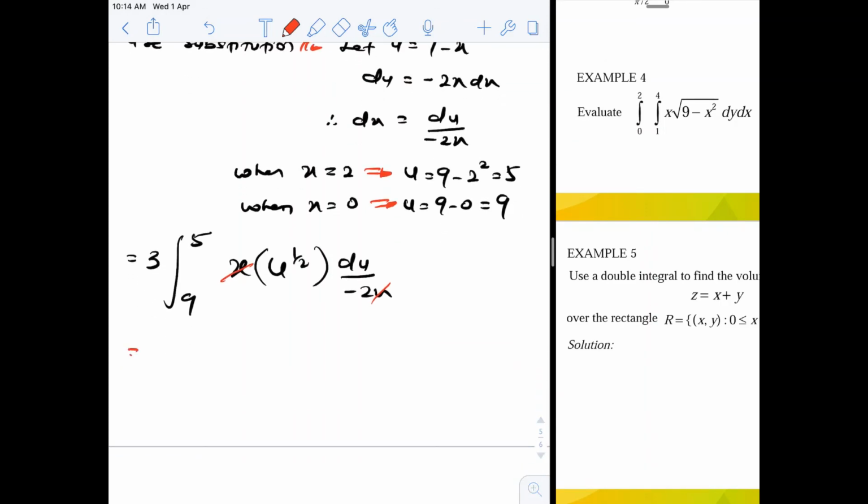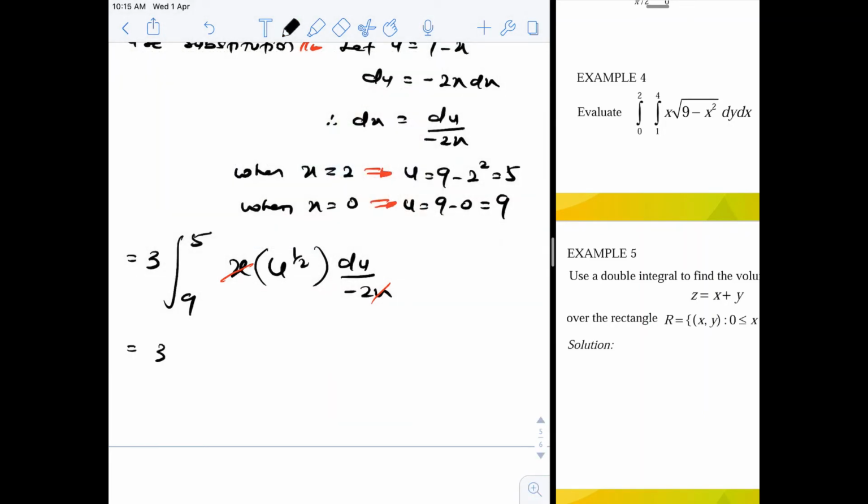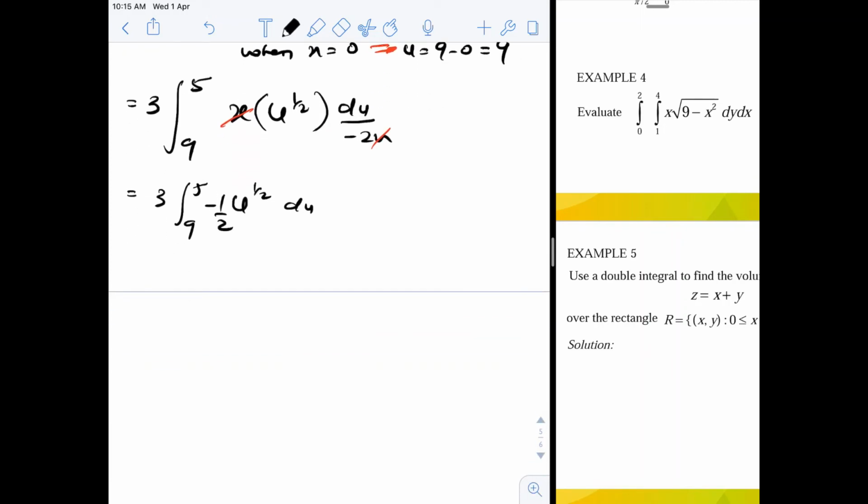Therefore the integration would be turned like this: integral from 9 until 5 of u to the power of half du. The negative 1 over 2, you can put it in the front here. Now we can integrate this easily. Negative 3 over 2 can be taken out. So negative 3 over 2, integrate u to the power of half: u to the power of half plus 1, so 3 over 2, over 3 over 2, right?